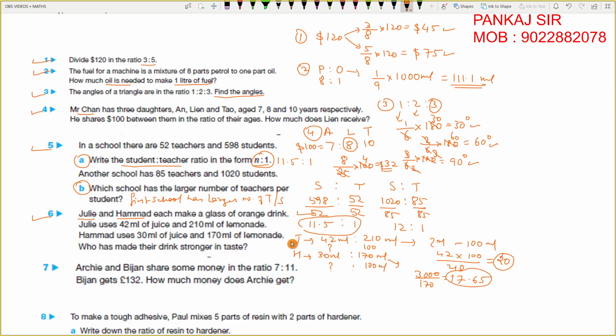Hence, Julie, this particular girl, her drink is supposed to be a stronger one, because in Julie's drink per 100 ml lemonade, the quantity of juice is 20 ml. And for Hammett per 100 ml, the quantity of juice is 17.65. So this is slightly less than 20. So this drink made by Julie has to be stronger. So you can write the answer as Julie's drink is stronger.